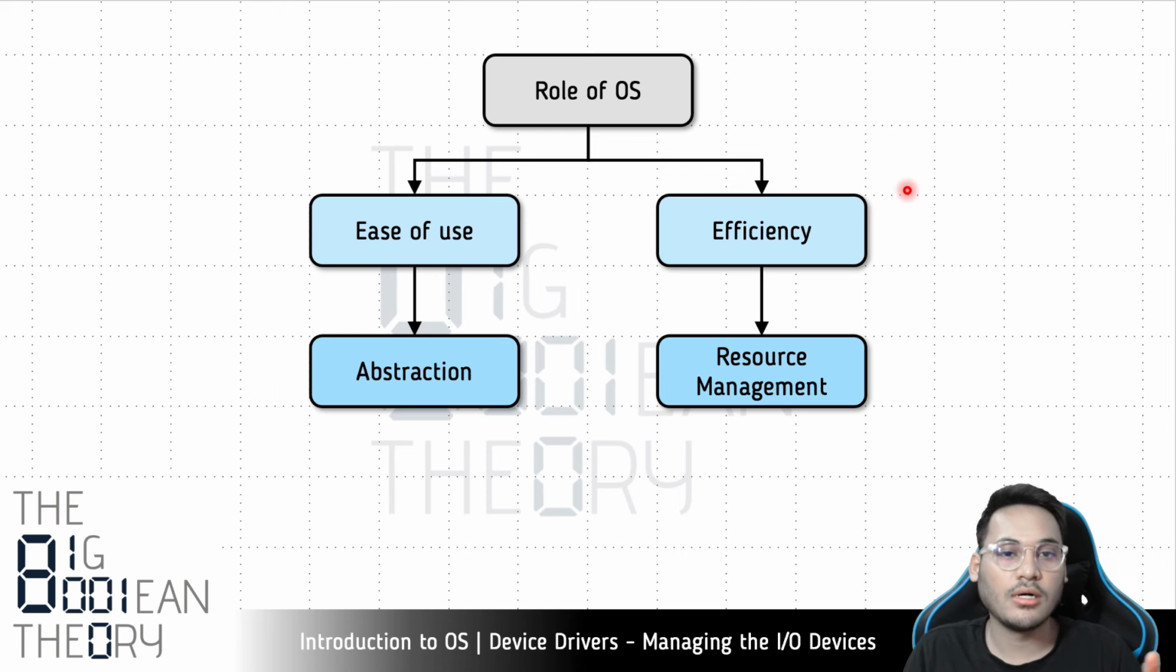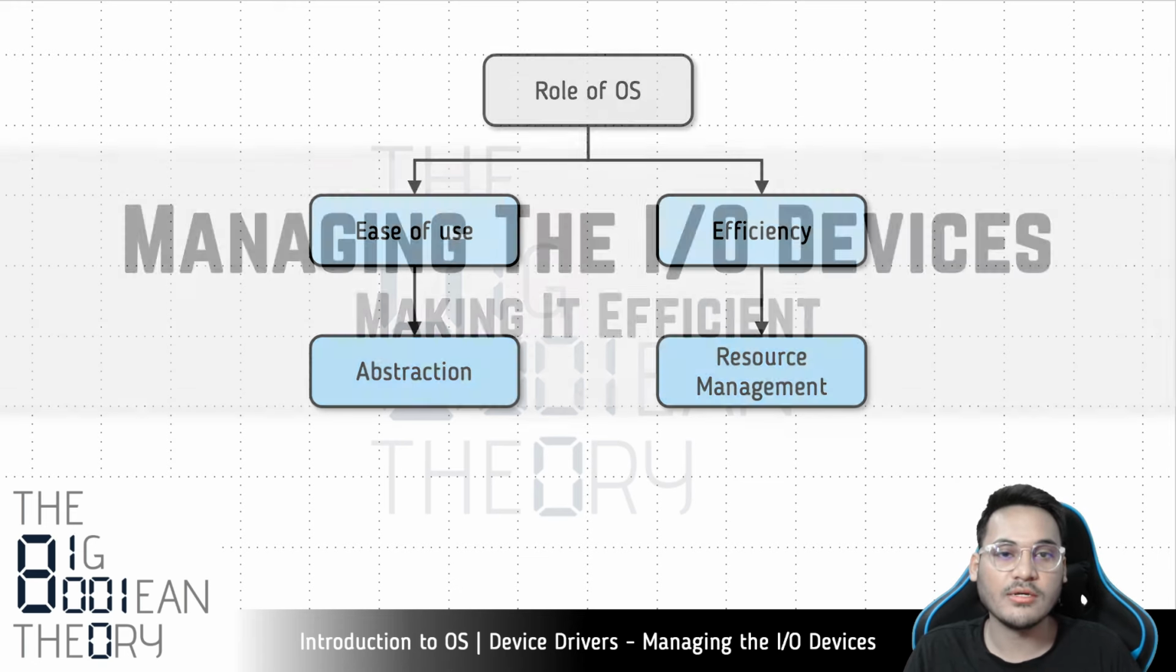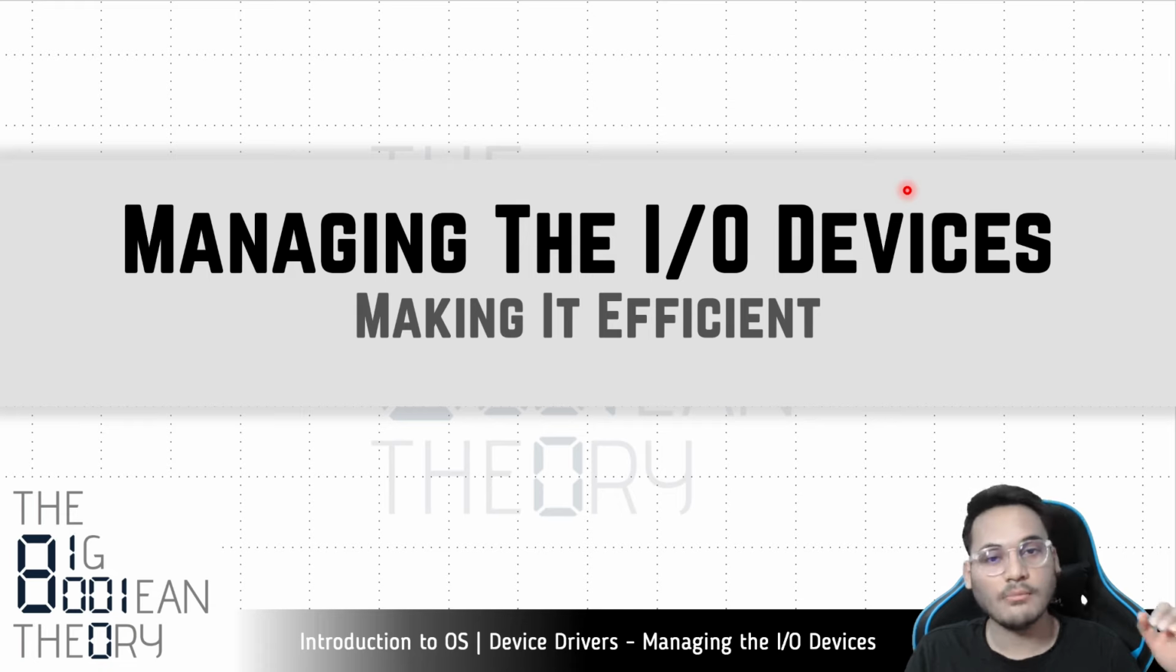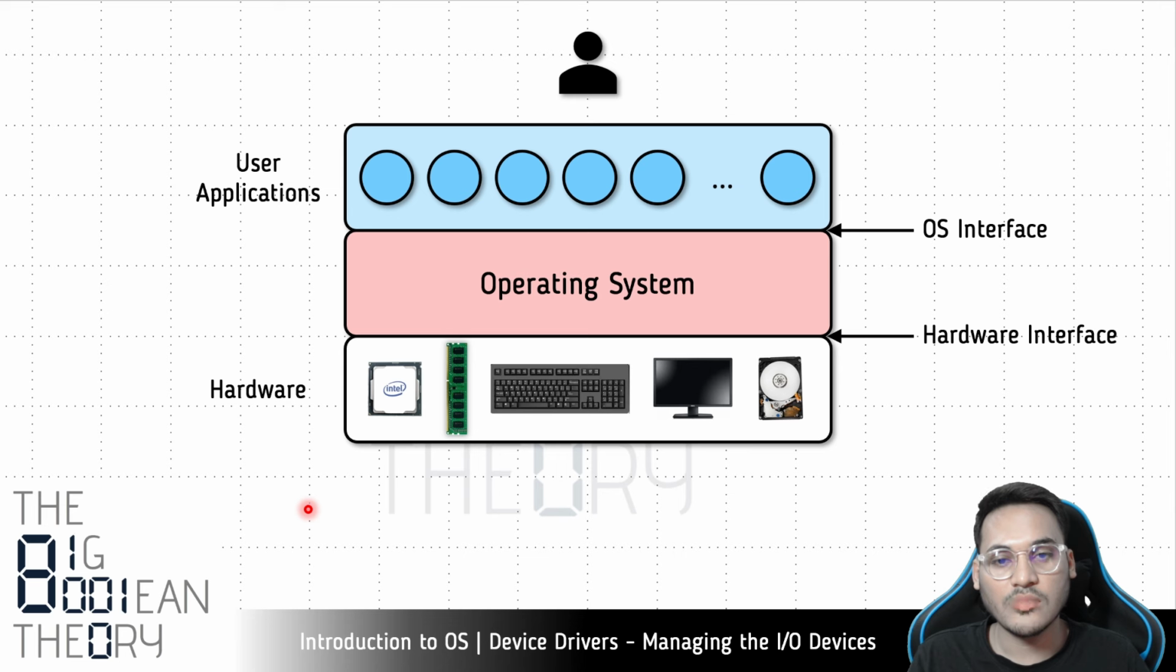Now let us shift our attention to the second responsibility of the operating system. Let us see how the operating system manages the IO devices and makes sure that they are used in an efficient manner. If you see this compute stack, there are several user applications in the computer system, and all of them require this set of IO devices, right? So these IO devices are a shared resource needed by all the user applications.